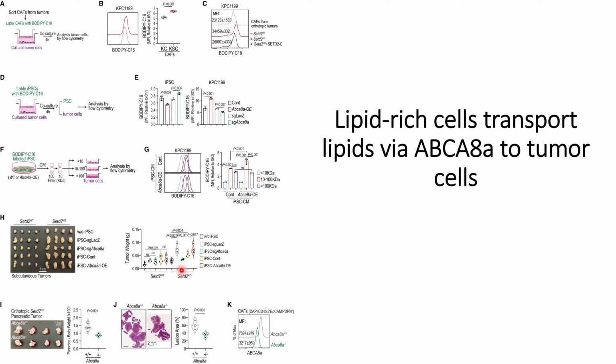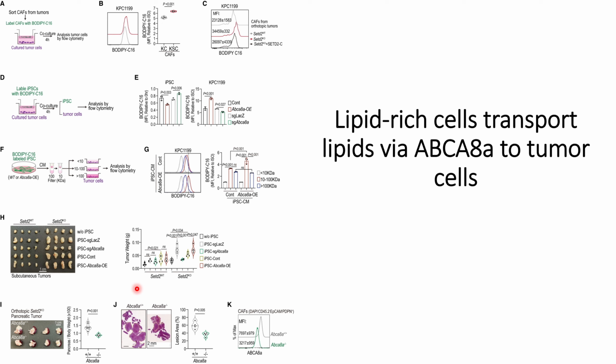And when they use orthotopic SETD2 knockdown pancreatic tumor cells with ABCA8a overexpressed and ABCA8a knockdown, they find that there is an increase in the tumor volume and weight when ABCA8a is overexpressed. When ABCA8a is downregulated, they see a decrease in the tumor volume. And these are quantified on the right hand side, where we can see that the pancreatic weight goes down when they use ABCA8a knockdown in the tumor cells. This further substantiates their previous point that ABCA8a has a role in this lipid-rich transport.